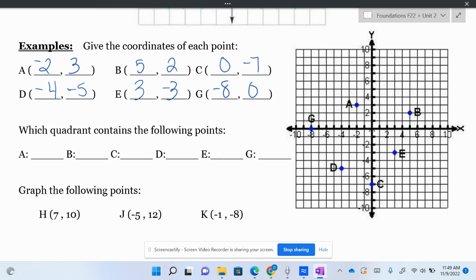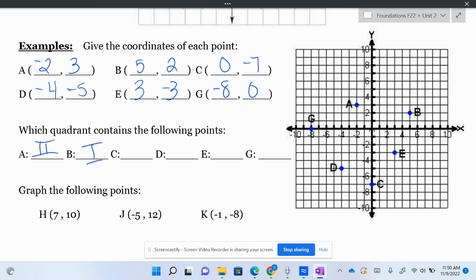All right, Dakota, you have A. Gavin, H, you have B. Aiden, you have C. Amira, you have D. Kate, you have E. Abby, you have G. Ready, go. Dakota, I just want the quadrant. It says which quadrant contains the following points. Quadrant 2. Good job.